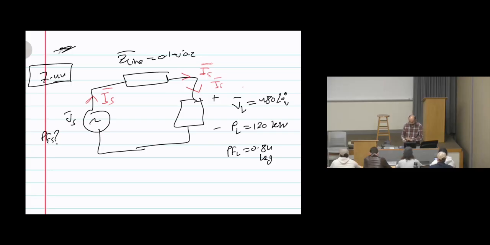How? Let's try. I'm going to label the voltages here: plus minus V line, and this is plus minus V source. So I'm going to do KVL around this loop, loop I.